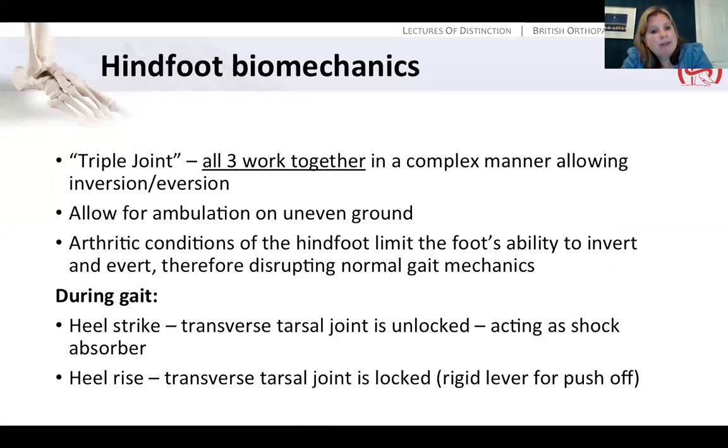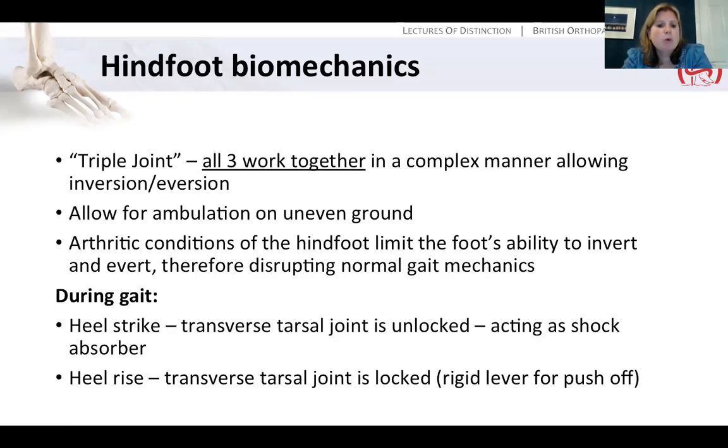So the other thing that's important to remember about your triple joint is it's three different joints, but essentially it works together to allow for inversion and eversion. And it allows you to walk on uneven ground. And whether the joint is fused or it's very stiff, because it's arthritic, it will limit the ability of the other joints to perform their function. So they're all intimately linked together.